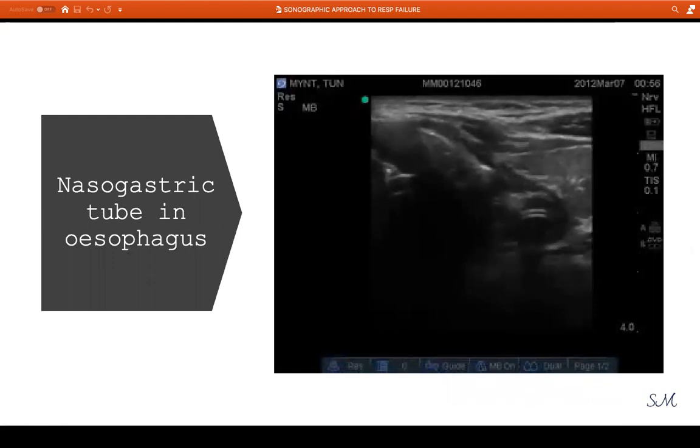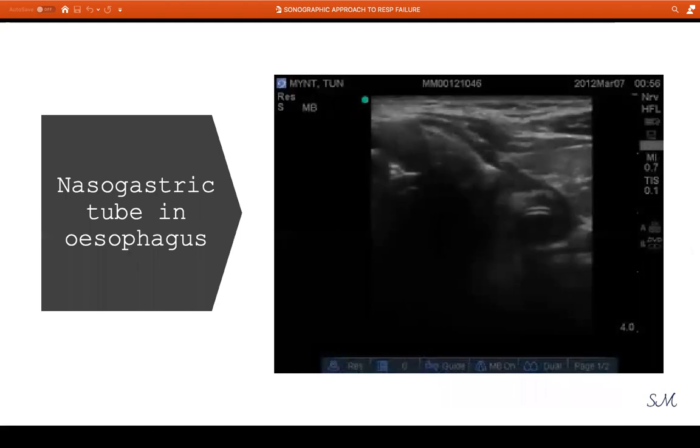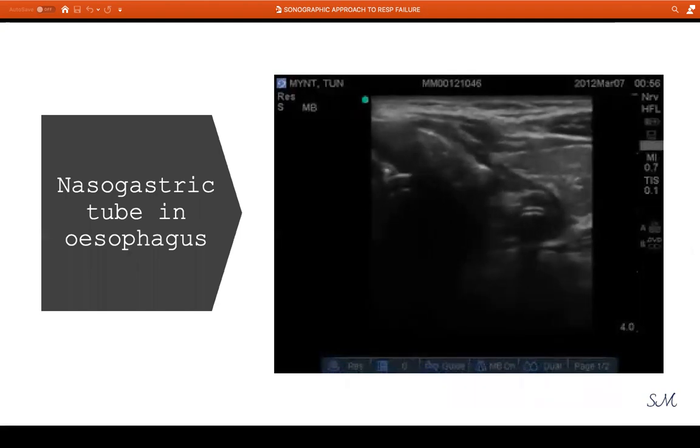When the endotracheal tube is present in the esophagus, we can see a picture like that. But the endotracheal tube is thicker, so we get an apparently larger structure.